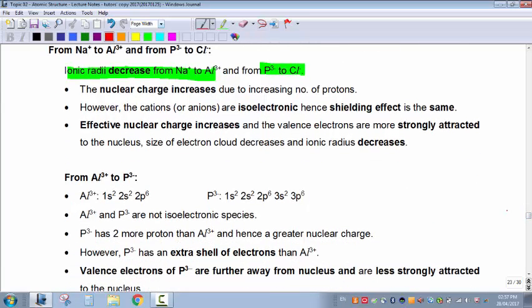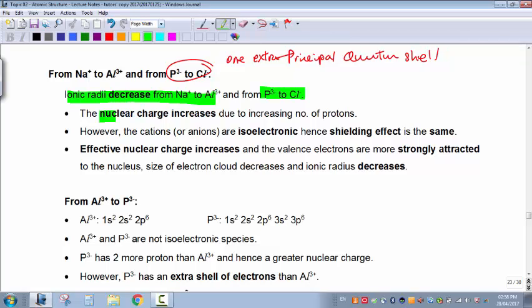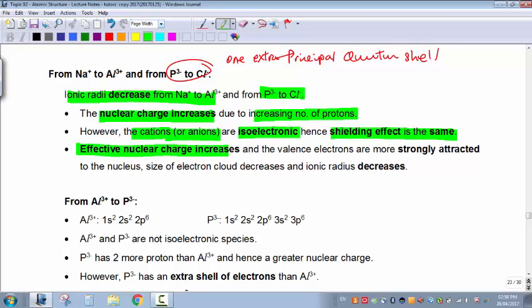Because it has two different shells. For the anion, it has one extra principal quantum shell. Alright, so please note that. So the nuclear charge increases because of the increasing number of protons, but the cations or the anions are isoelectronic, hence the shielding effect is the same. Effective nuclear charge increases, valence electrons are more strongly attracted, so the size of the electron cloud decreases, ionic radius decreases.